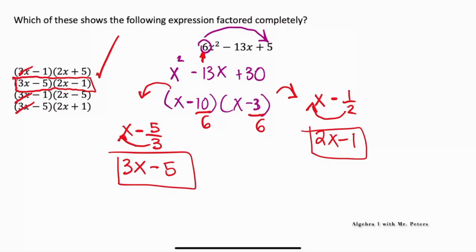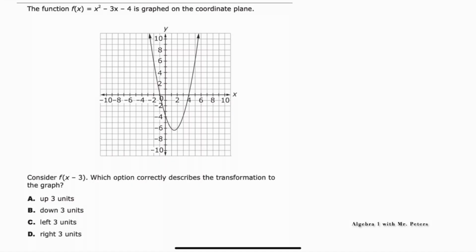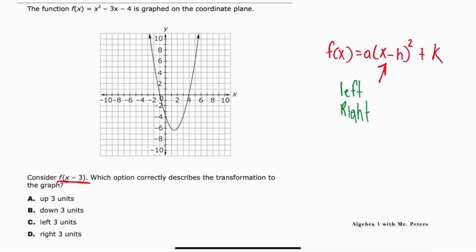In the following function, they want us to understand the transformation of f times x minus 3. So if you remember the vertex formula, right? F of x is equal to a times x minus h squared plus k. So please remember, anything inside the parentheses, we're going to have a shift to the left or the right. All you need to do is set it equal to 0. K, we have a shift of either up or down. Positive, we go up. Negative, we go down.